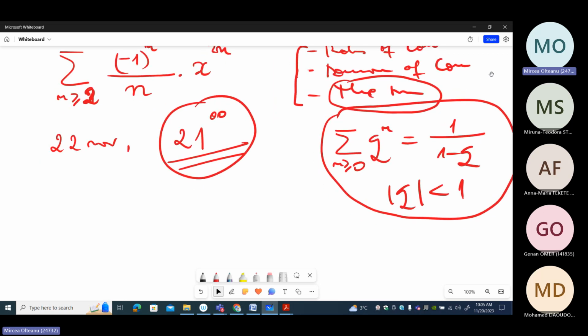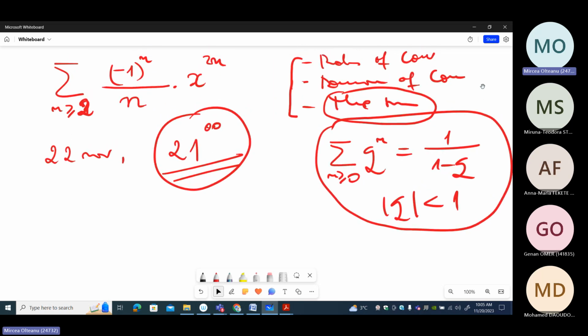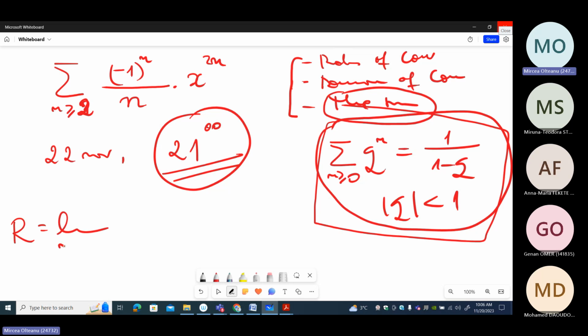So let's come back to our power series. Yes, this is our power series, and I told you that the basic result here is about the geometric series. This is when we will compute the sum. Now, first of all, we need to compute the radius of convergence. Now, the radius of convergence, it's a simple formula. If you have the sum of a_n times x^n, the radius of convergence can be computed in two ways.